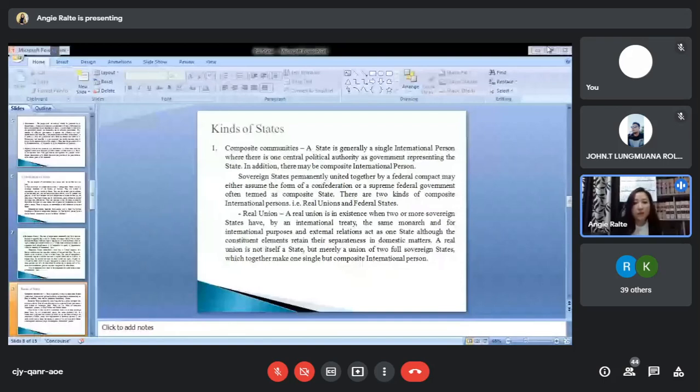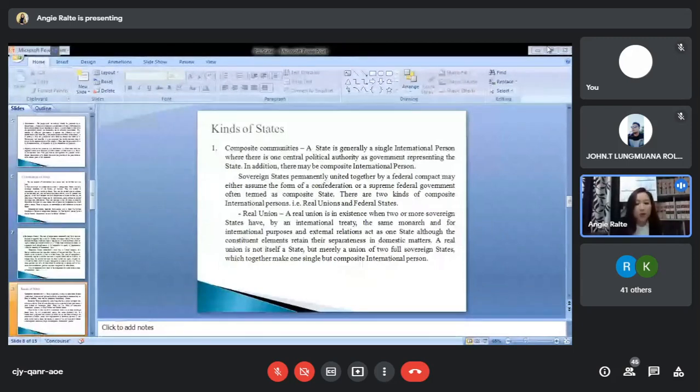They have the same monarch, and for international purposes and external relations they act as one state. Two sovereign states unite and come into existence as one state by means of an international treaty, regarding their international purposes and external relations.